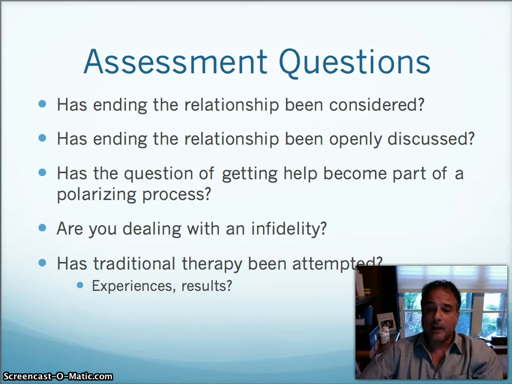Has the question of getting help become a polarizing process, where because one says we should get help, the other one is saying we shouldn't? One says we should stay together, the other one says we should split up. So there's that "you say black, I say white" process with couples. And we want to assess, has the choice to get help become part of that polarizing process? Are they dealing with an infidelity, which at least 80% of our couples are? And if they've had traditional therapy, what has that experience been like?